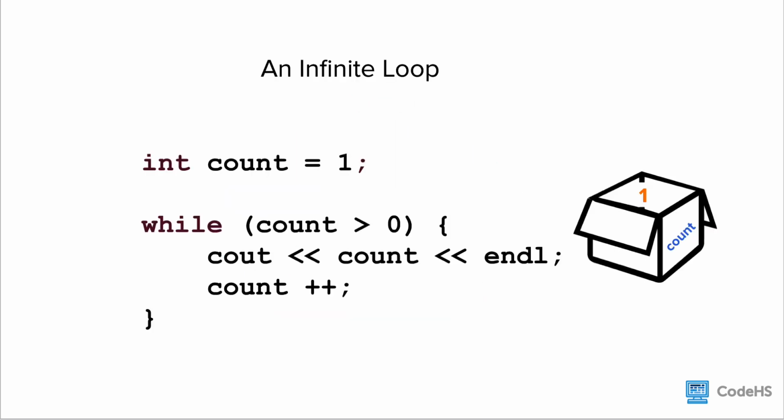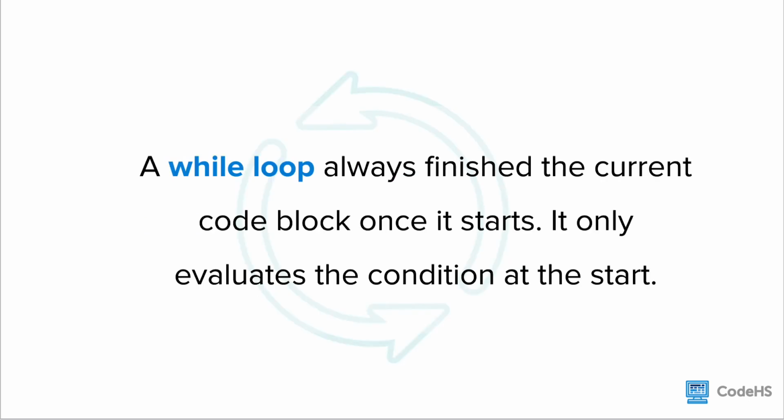In this example, the loop is not set up correctly. Notice that count starts at 1, which is greater than 0, and it increments up from there. It'll always be greater than 0, so the program will get stuck printing out count forever. Another important thing to note is that a while loop always finishes the current code block once it starts, even if the condition is no longer true partway through that loop.